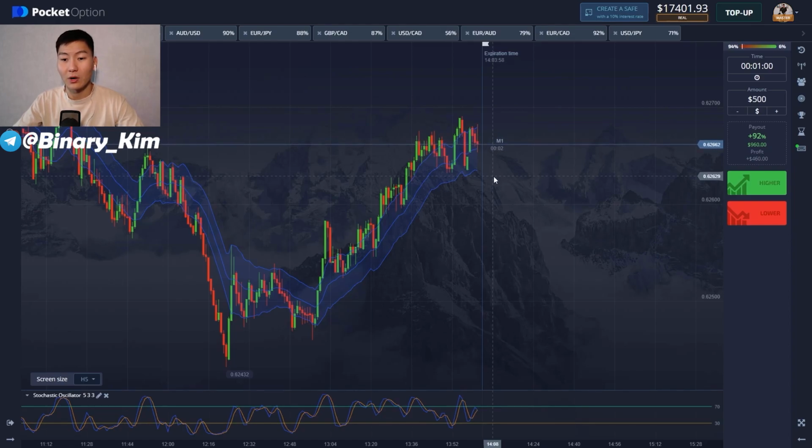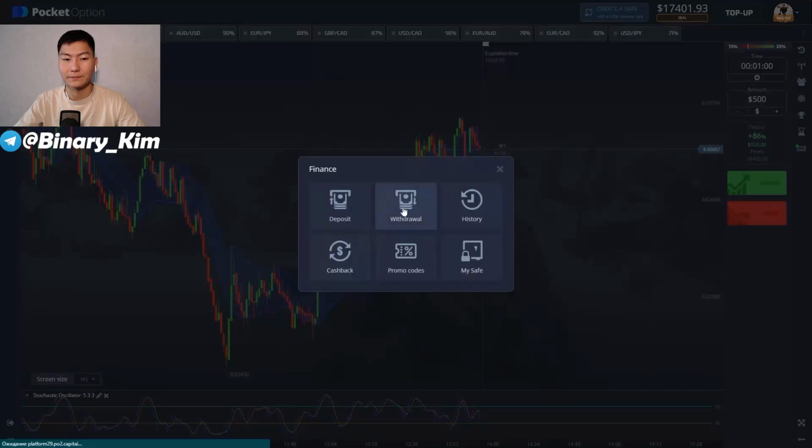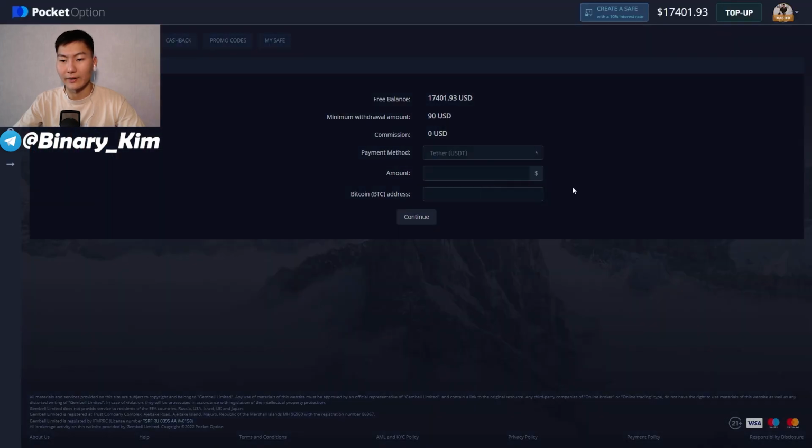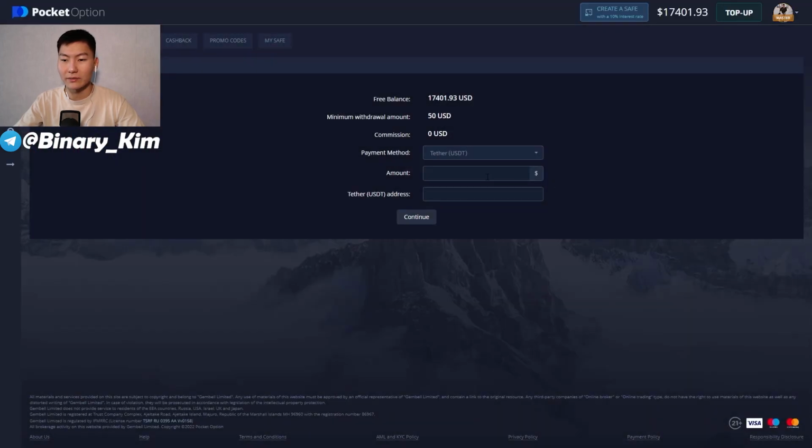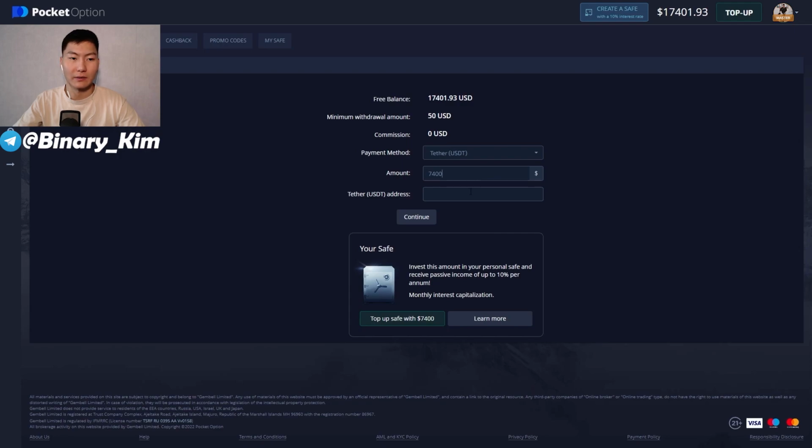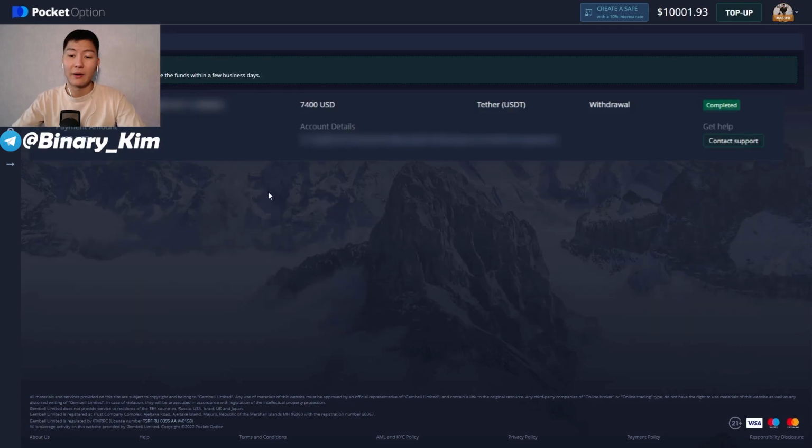And let's move on to the withdrawal. Let's withdraw, I guess, $7,400. My address, and press the continue button. Our transaction is being processed. I will attach the screen where it's done as usual.